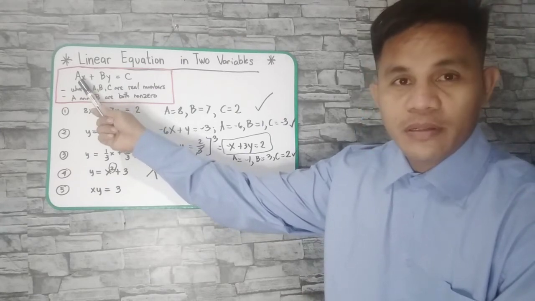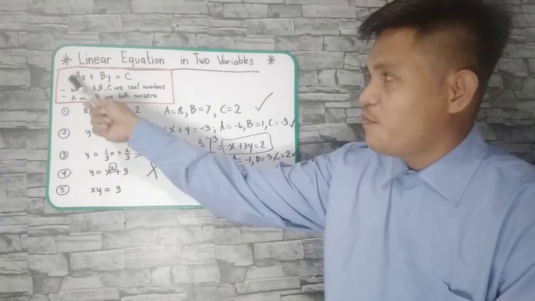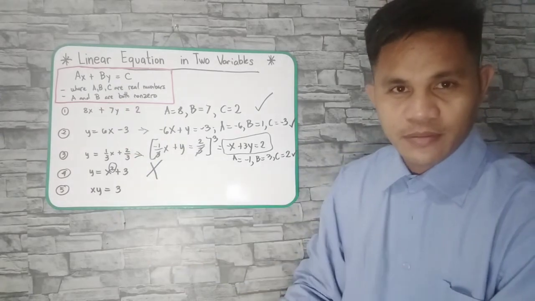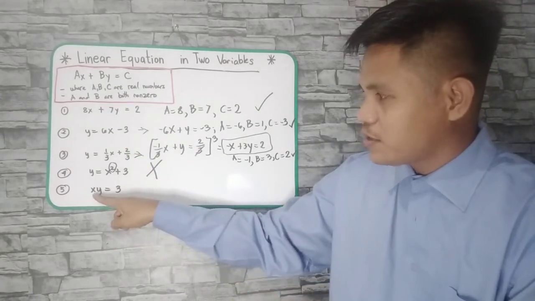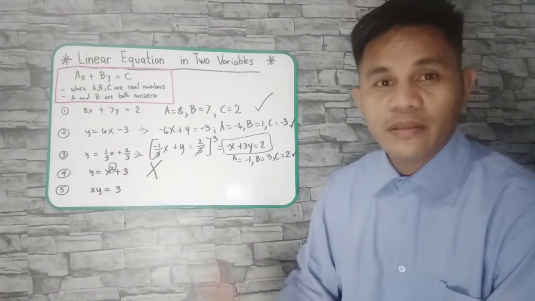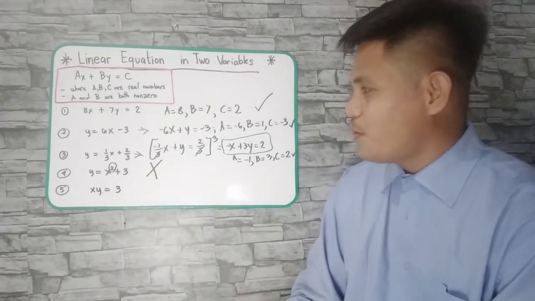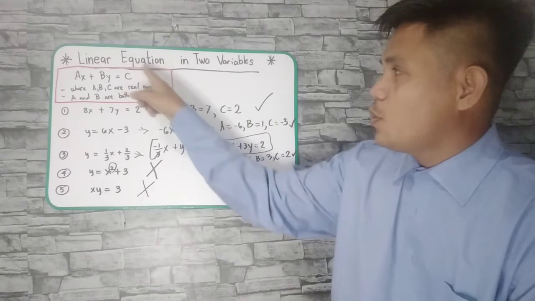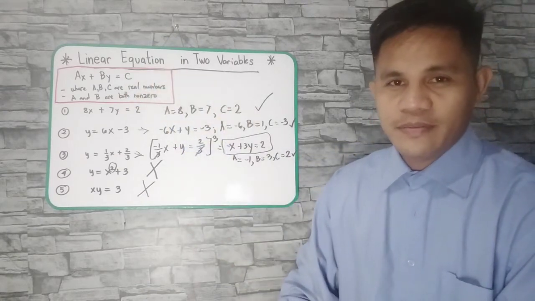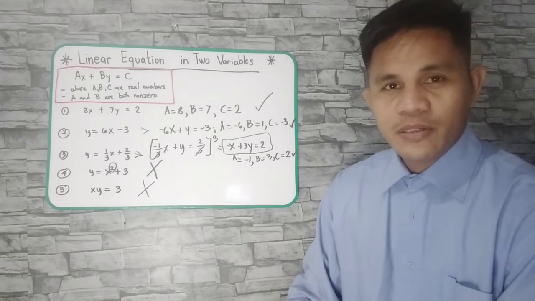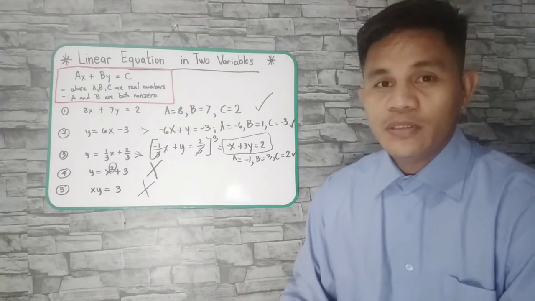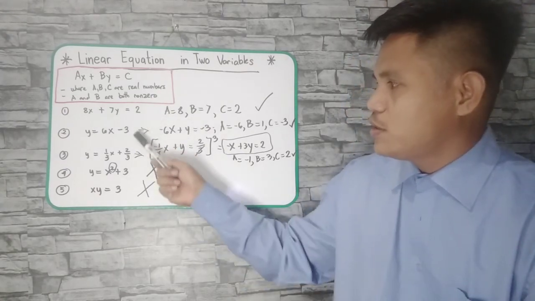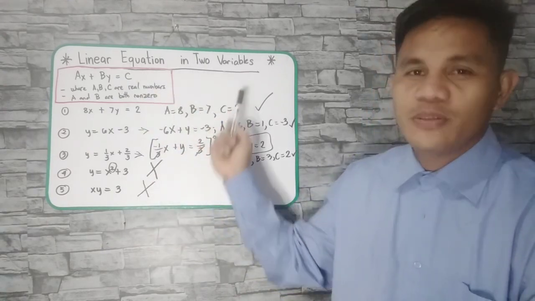The first variable must be separated from the other variable, meaning they are in different terms. In this case, xy is considered as one term only. Therefore, we cannot consider this as an example of a linear equation in two variables. So there you have it. I hope I was able to give you a hint or knowledge on how to determine a linear equation in two variables.